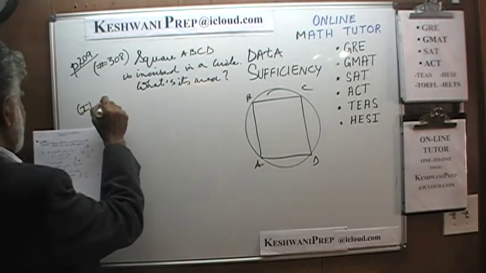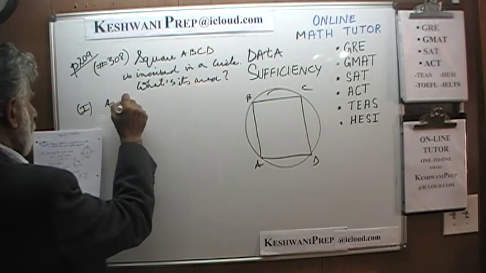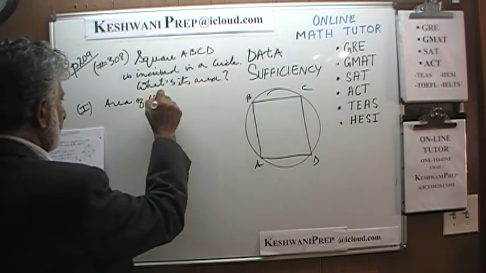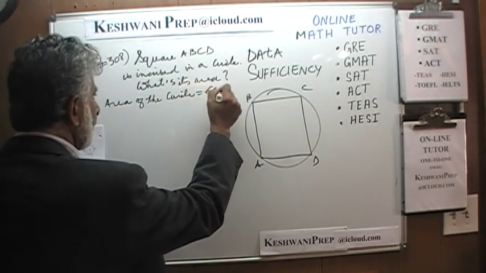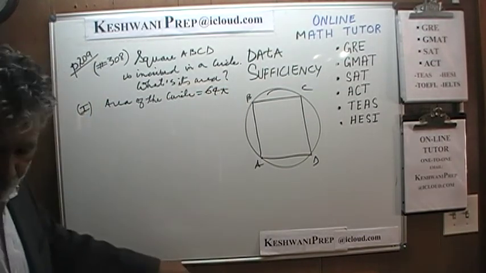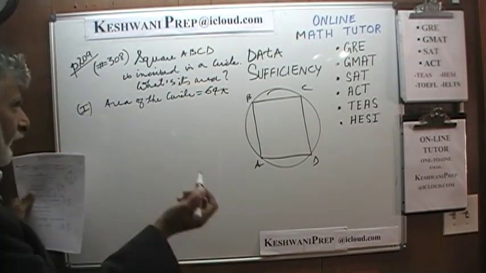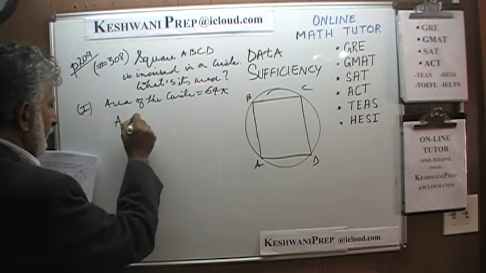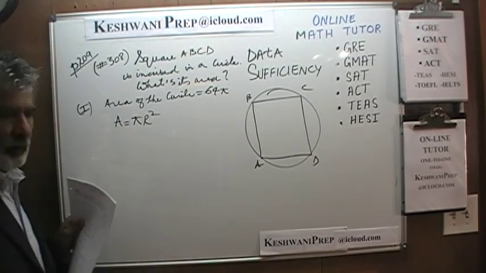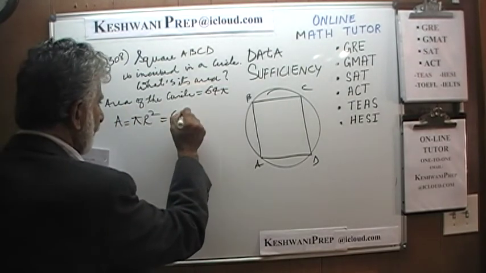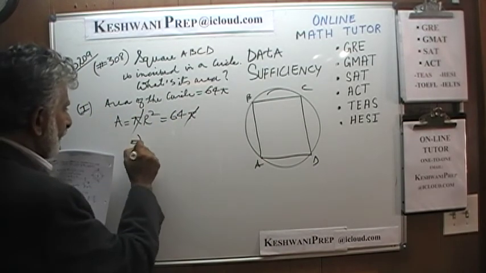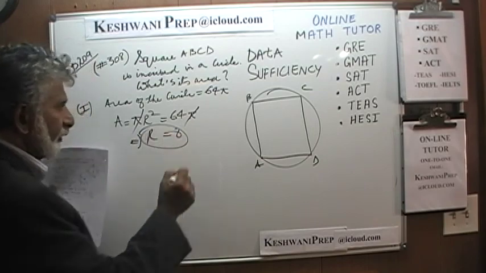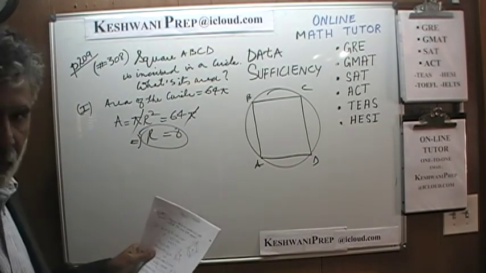In the first statement, we are told that the area of the circle is 64 pi. Let's see what we can do with it. Area of the circle, as we know, is simply pi r squared, and we are told that it is equal to 64 pi. Pi is going to drop out, and this tells us that the radius is 8. The radius of the circle is 8. Let's see what we can do here, shall we?